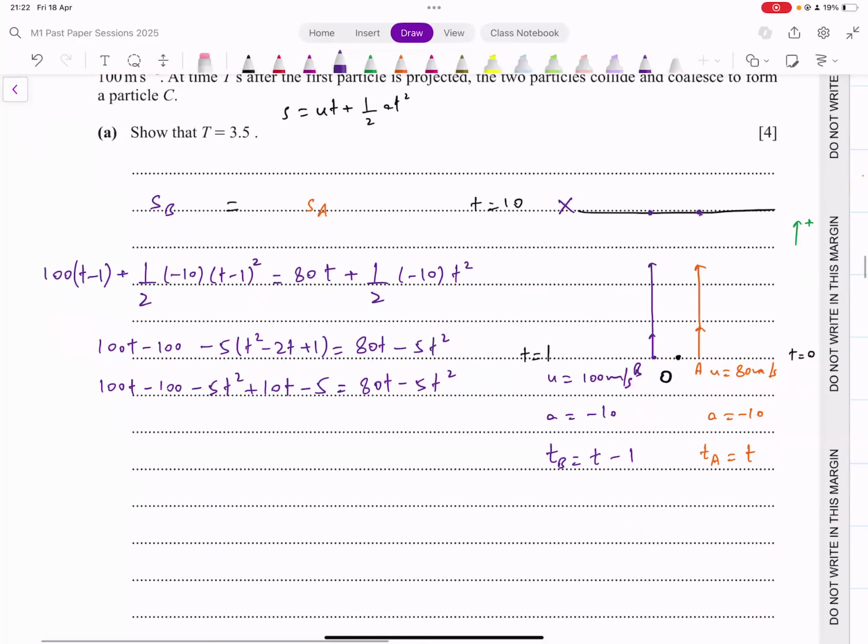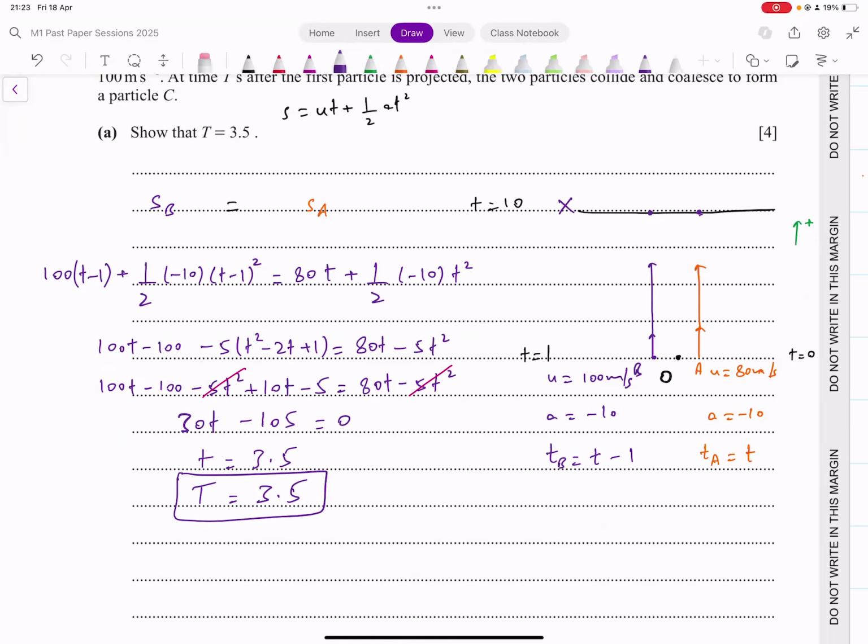Take all terms to one side. We've got 100t plus 10t minus 80t, that will be 30t. Minus 5t squared and minus 5t squared, they're going to get cancelled. Minus 105 equals 0. t equals 105 over 30, that will turn out to be 3.5. So the value of t that we were looking for is 3.5. That's our final answer. Is that okay? Any problems with this?